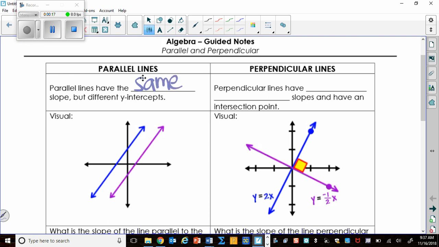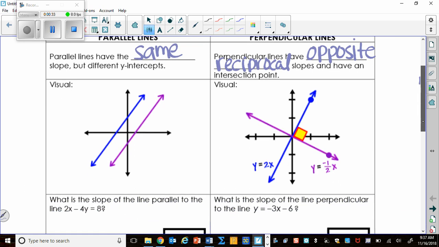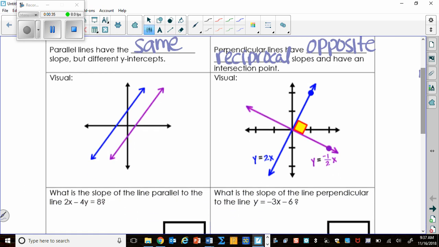Parallel lines never touch, and perpendicular lines have opposite reciprocal slopes. Okay? Reciprocal slopes and have an intersection point. So this is actually a special kind of intersection. As you can see from the picture here, there's this box. Now, perpendicular lines, when they intersect, they create a 90-degree angle.